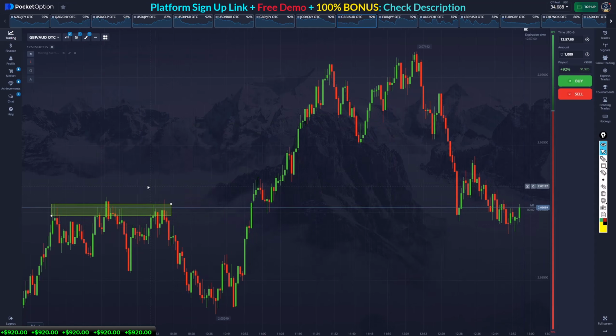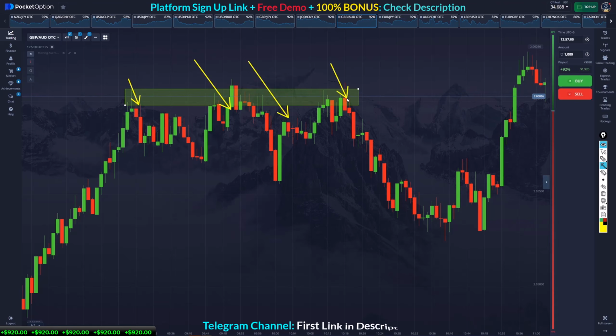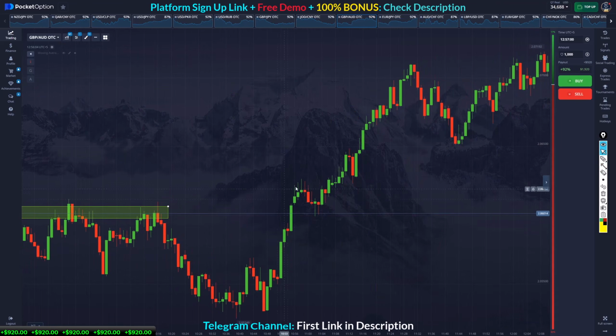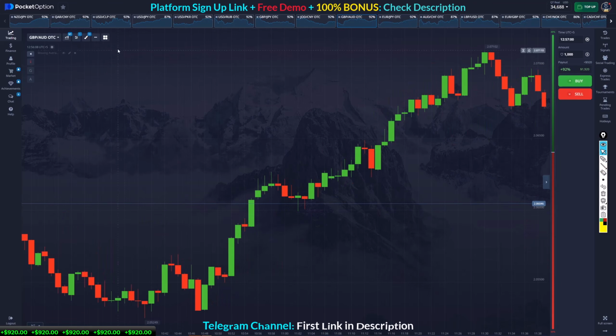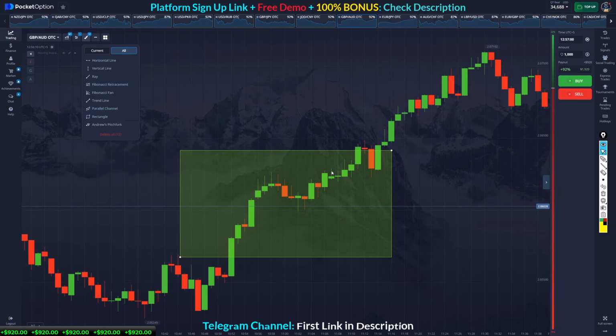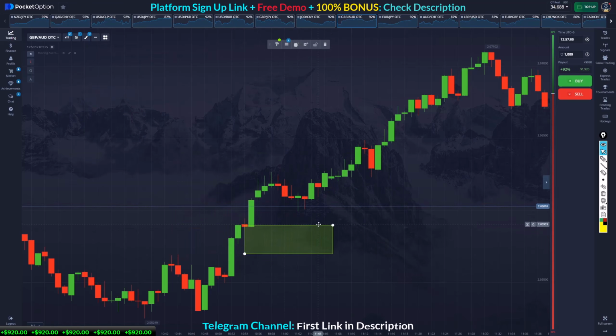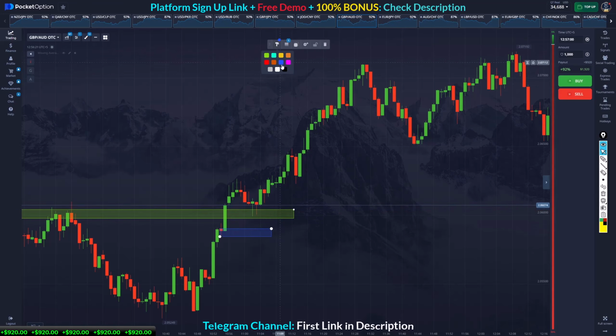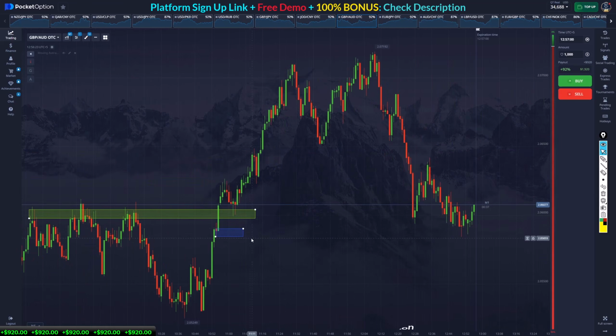This is a respected resistance area. See, every time price has been rejecting from this resistance, and after this one broke, it left us this rally, base and rally, and this is a very good demand area. This is perfect, right below where the market broke the resistance. Okay, I will make it blue, and then I will show you a very nice entry.